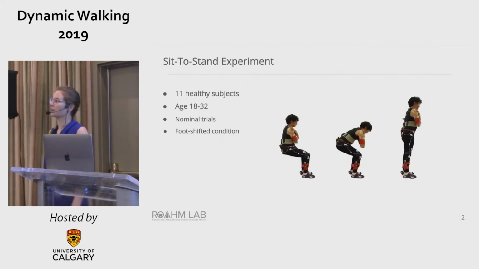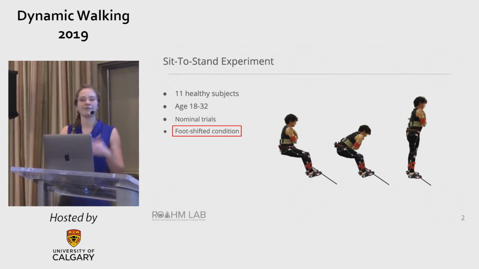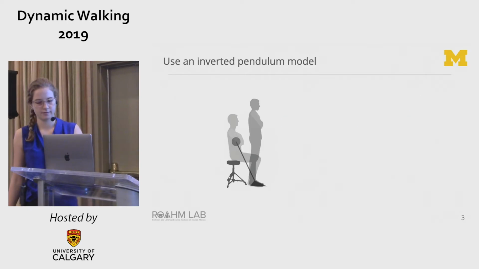So our sit-to-stand experiment involved 11 healthy subjects. First, the subjects performed nominal trials where they stood up from a comfortable foot position using their natural strategy. And next, the subjects shifted their feet forwards and then backwards in 2-inch increments.